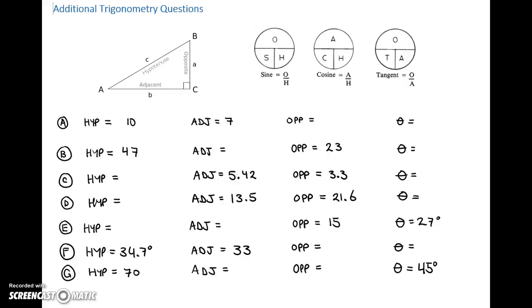Alright guys, fourth video on additional trig questions. So with these I've given you two sides, or a side and an angle, and you have to find either the angle and the other side or the other two sides.